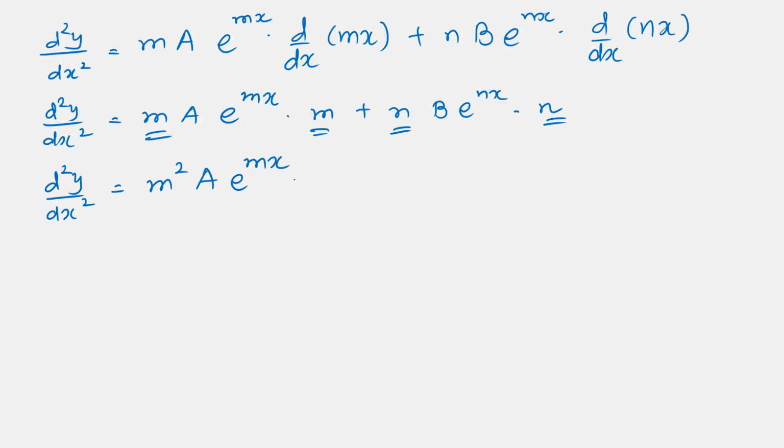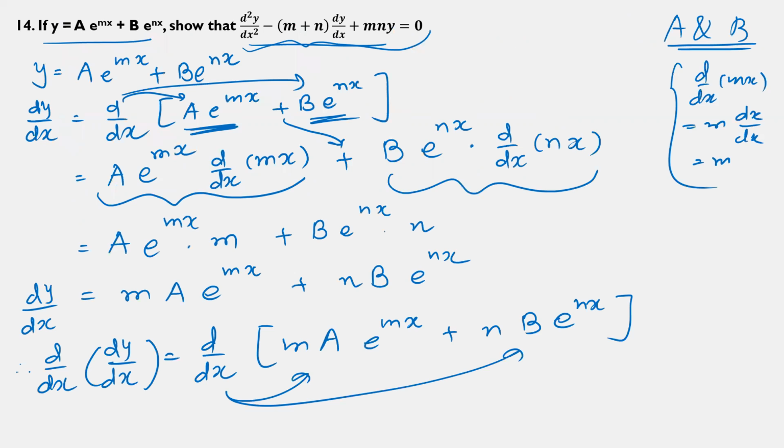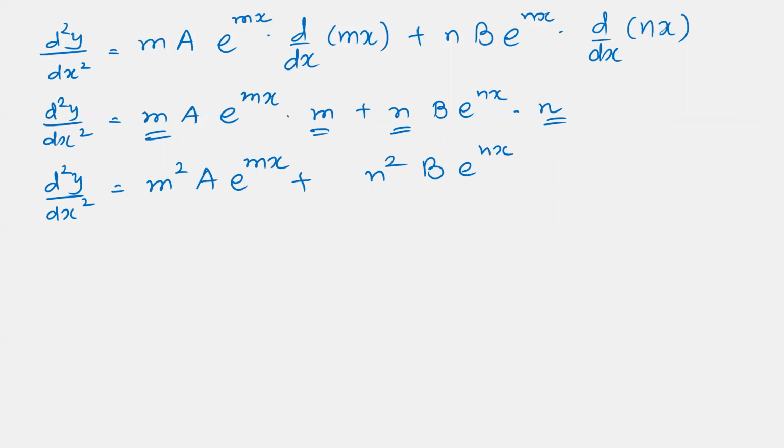Here n into n, so plus n square b into e to the power nx. So in that case, I have dy by dx also, and I have d2y by dx2 also. I can substitute in LHS. We have to show that this d2y by dx2 expression equals 0. So let me put in LHS. Let me try. Am I getting the answer 0 at the right hand side? So that's the thing we are going to do.